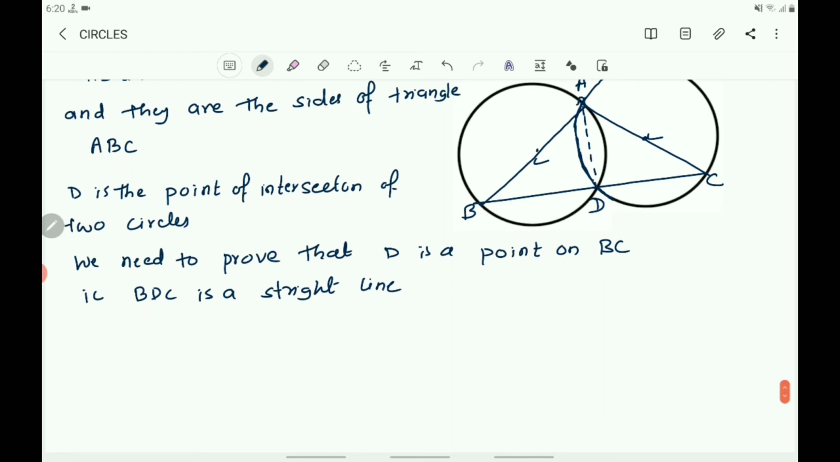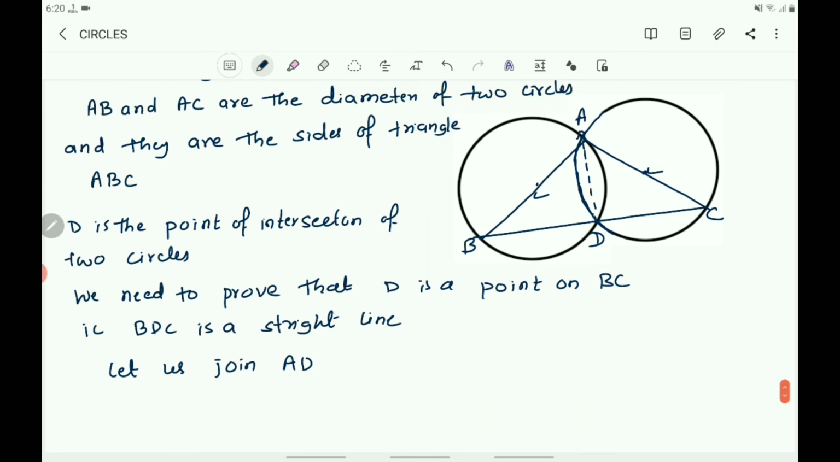Let us join AD. Here AD is joined. Now you know that this angle ADB is 90 degree because it is the angle in the semicircle, as AB is a diameter. Similarly, angle ADC is also 90 degree as AC is a diameter of the second circle. And 90 plus 90, 180 you will get. So you will get angle BDC equals 90 plus 90 equals 180 degree. Then it is a straight line.